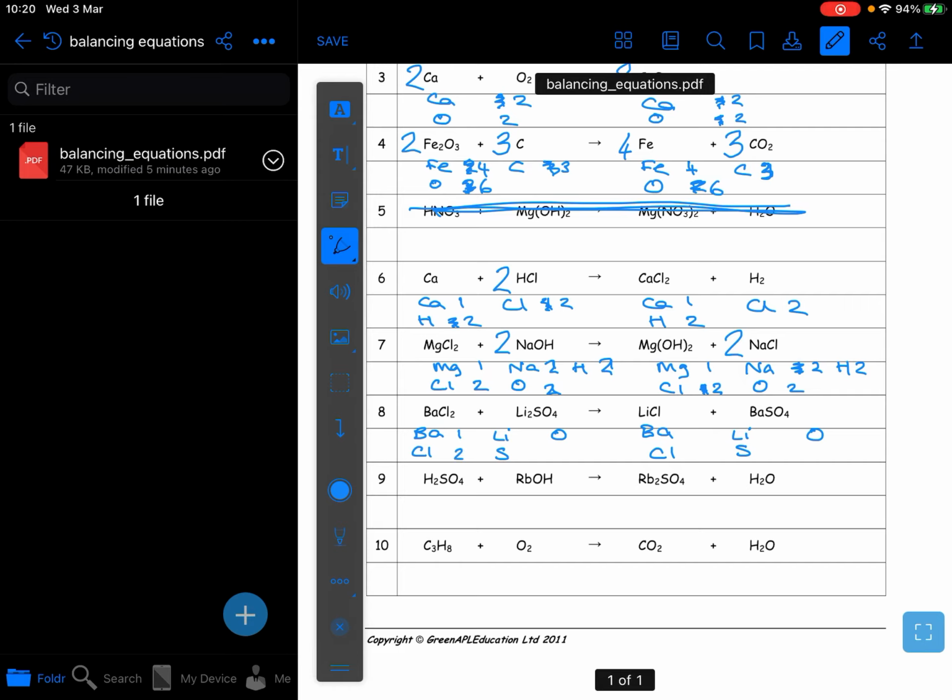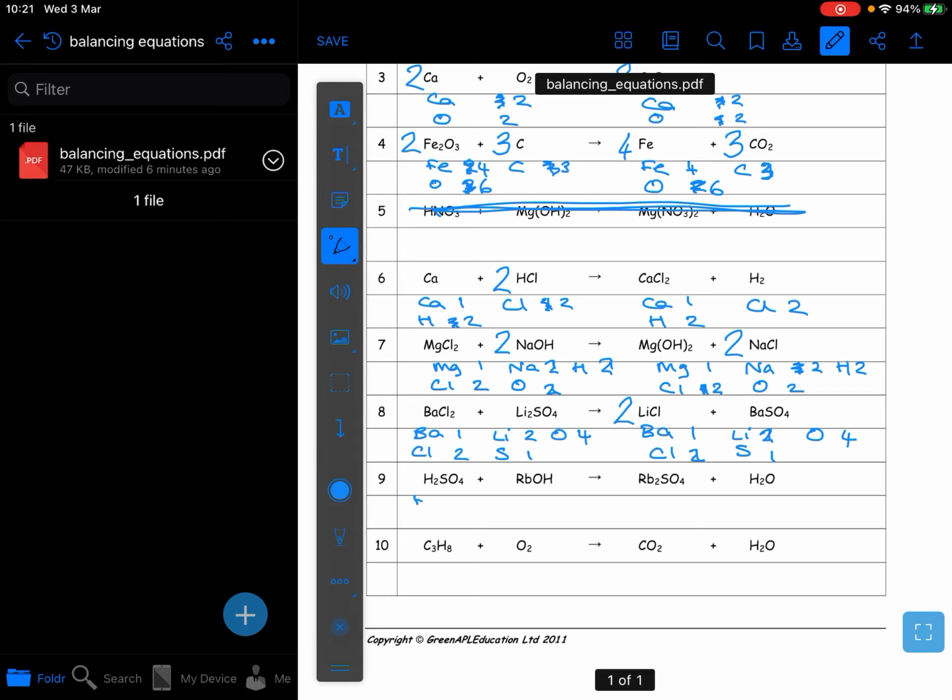So barium 1, chlorine 2, lithium 2, sulfur 1, oxygen 4, barium 1, chlorine 1, lithium 1, sulfur 1, oxygen 4. Okay, so what's different? We've got lithium and chlorine. There are 2 of them on the left-hand side, only 1 of them on the right-hand side. But luckily, lithium and chlorine are bunched together. So by putting a big 2 there, I can correct both at the same time. Check it. Barium, barium, lithium, lithium, oxygen, oxygen, chlorine, chlorine, sulfur, sulfur.